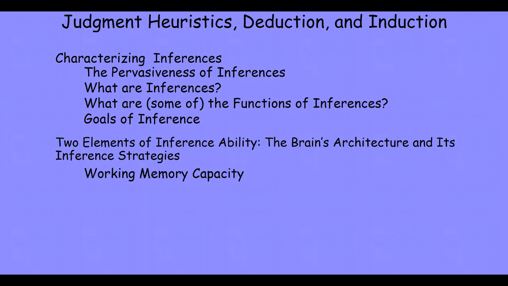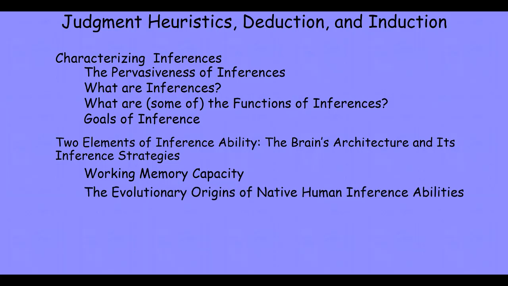We'll begin with working memory capacity, focusing in on the severe limitations that are placed on conscious problem solving by the size of working memory. And we'll talk about how working memory places a limit both on the amount of information that we can use in conscious problem solving and on the complexity of the information that we can use in conscious problem solving.